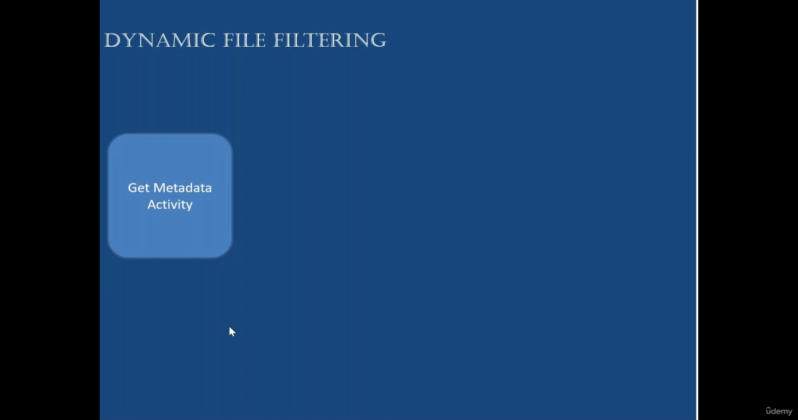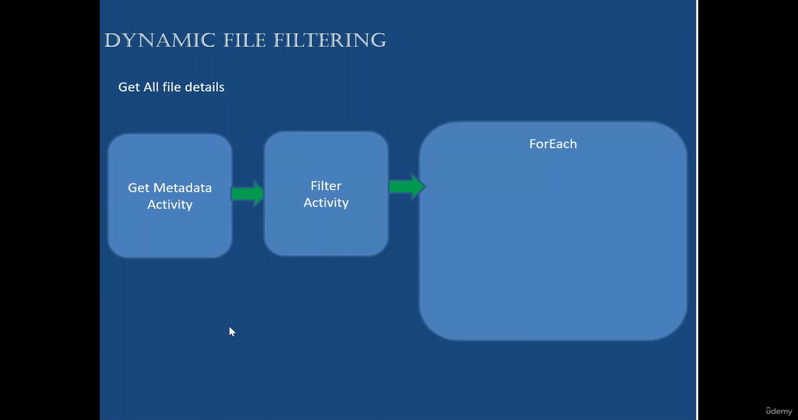So in our example today, we will use this get metadata activity to get all the files that we have in the storage. We will be listing down all those files using this get metadata activity. It will get all file details. Once I get all these file details, I'll be passing all of them to the filter activity. What the filter activity does is filter out Australia records. Except Australia records, it will give you all the records.